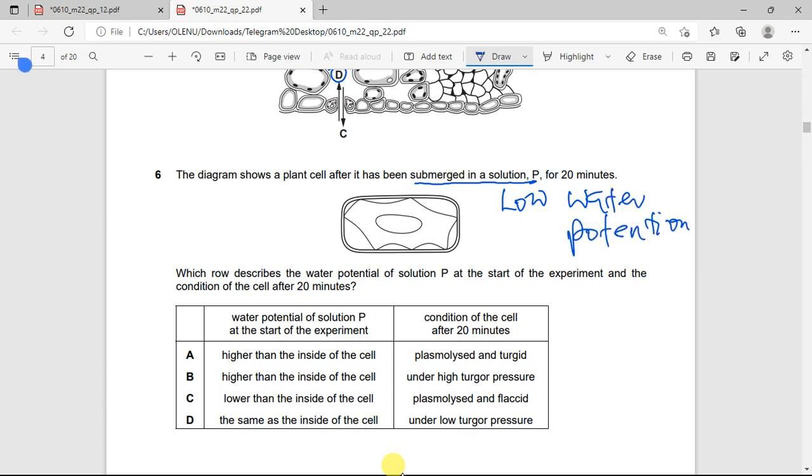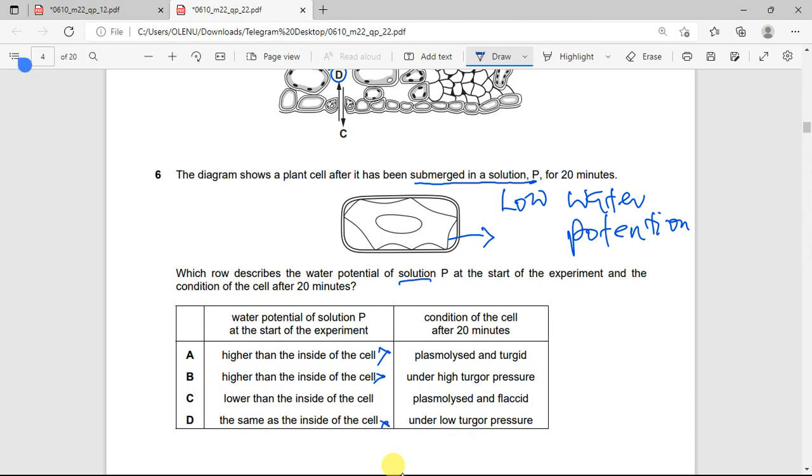So water has diffused, has moved out of the cell through osmosis into the solution for 20 minutes. Now, which row describes the water potential of solution P at the start of the experiment and the condition of the cell at 20? Water potential higher than inside of the cell, that's wrong. So the water potential is lower than inside the cell. The same, that's wrong. So my answer, if I know it is lower, I know this is wrong.